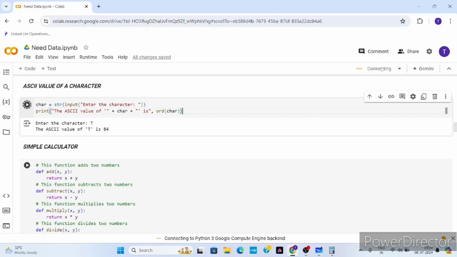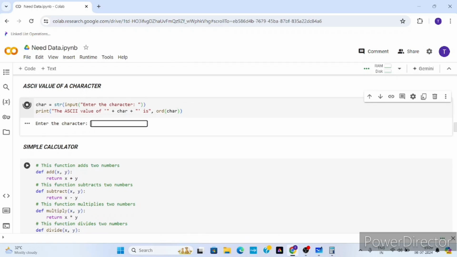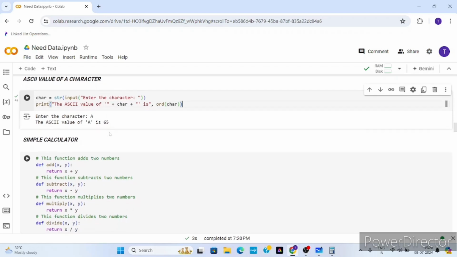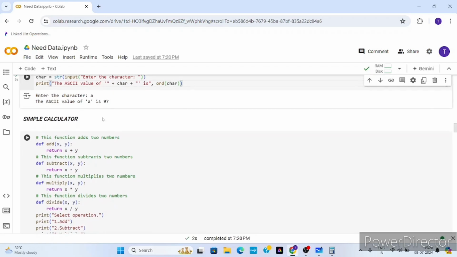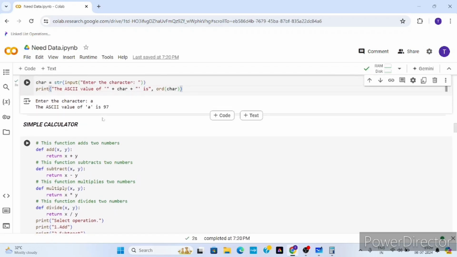For A it will be around 65, sorry. So the capital A starts from 65. Also if you move to small a, each one has a different ASCII value, 97.